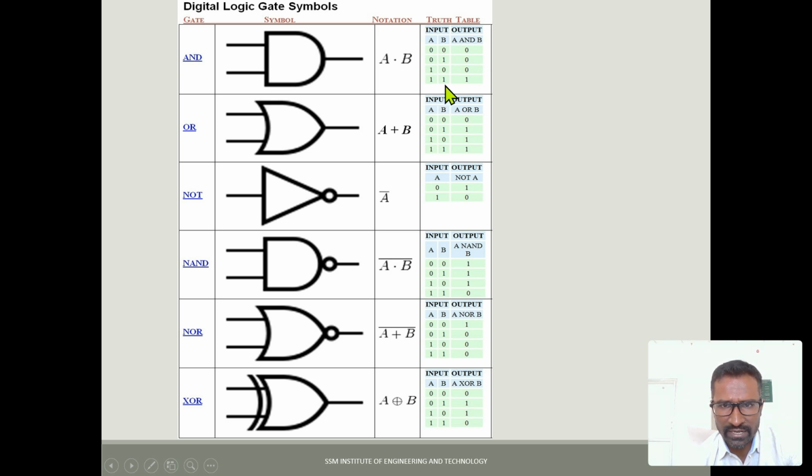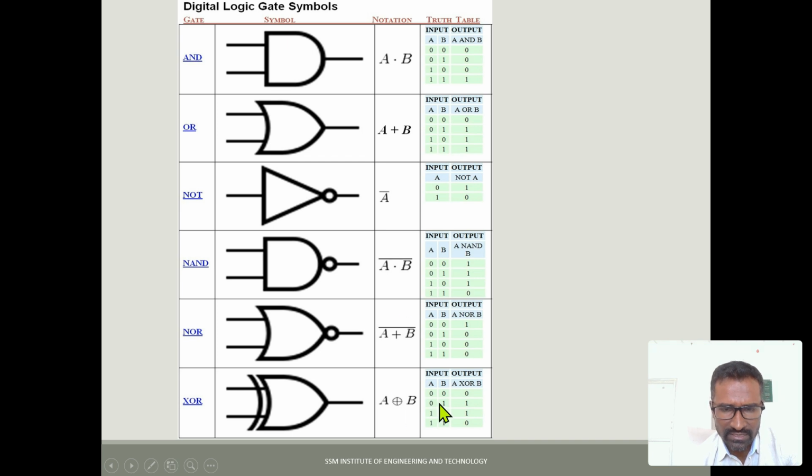For the AND gate, when both inputs are high, the output will be high. For the OR gate, if any one input is high, the output will be high. For the NOT gate, there is a toggle condition. The NAND gate is the inverse of the AND gate. The NOR gate is the inverse of the OR gate. The XOR gate is the exclusive OR gate. In the OR gate, if any one input is high, output will be high.